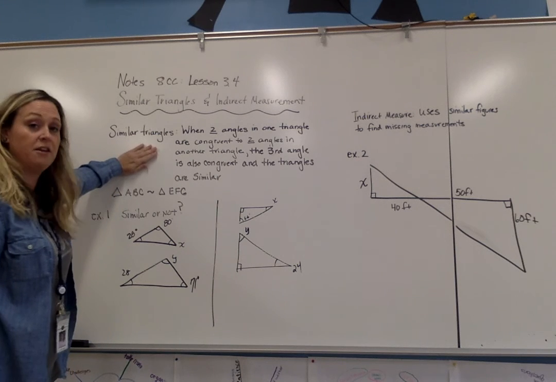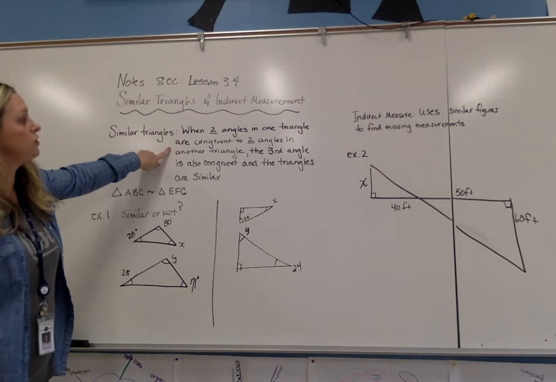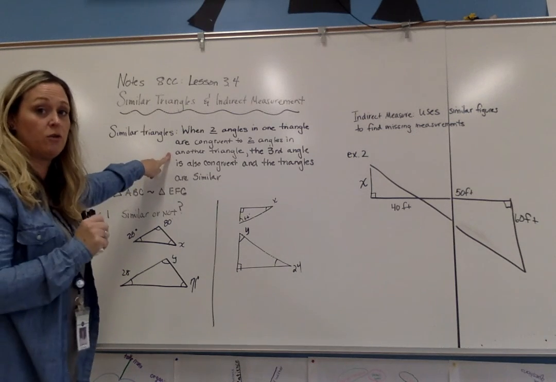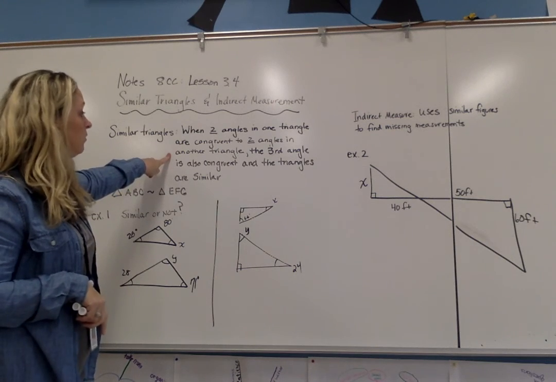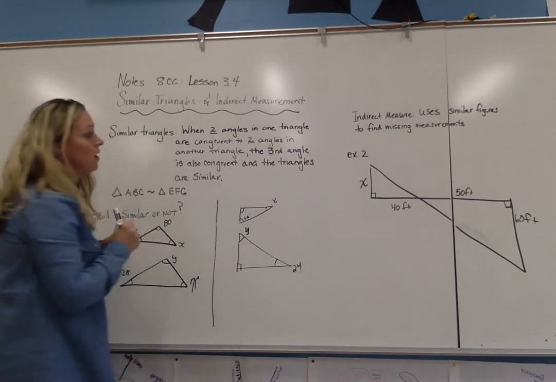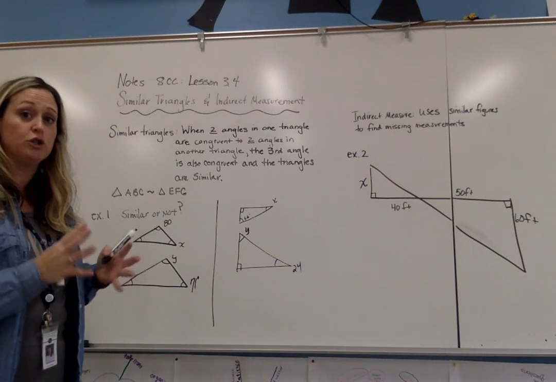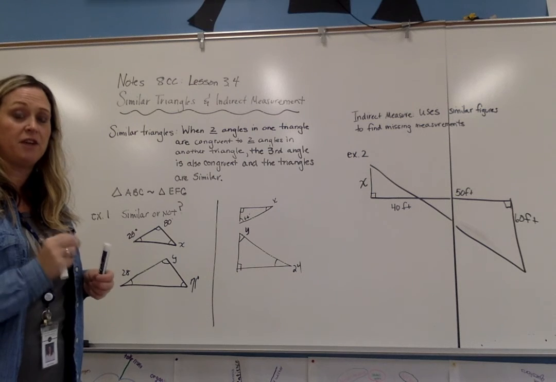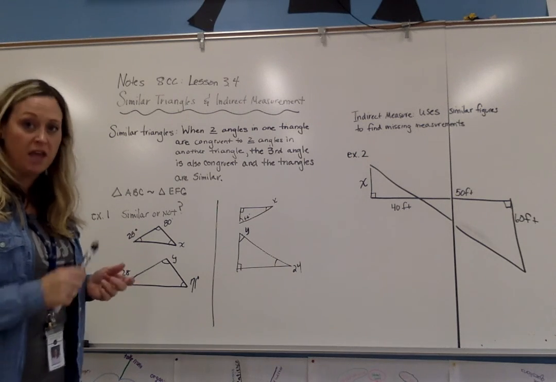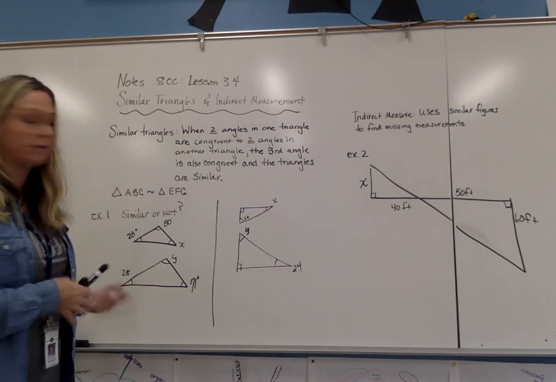Similar triangles are identified when two angles in one triangle are congruent with two angles in another triangle. Because two of the angles are congruent, the third will also be congruent, and we call those triangles similar. So, similar does not mean they are the exact same shape. It can be larger or smaller. We're simply identifying similar triangles based on their angle measurements. So, if the angle measurements are congruent, all three, then both the triangles are similar.